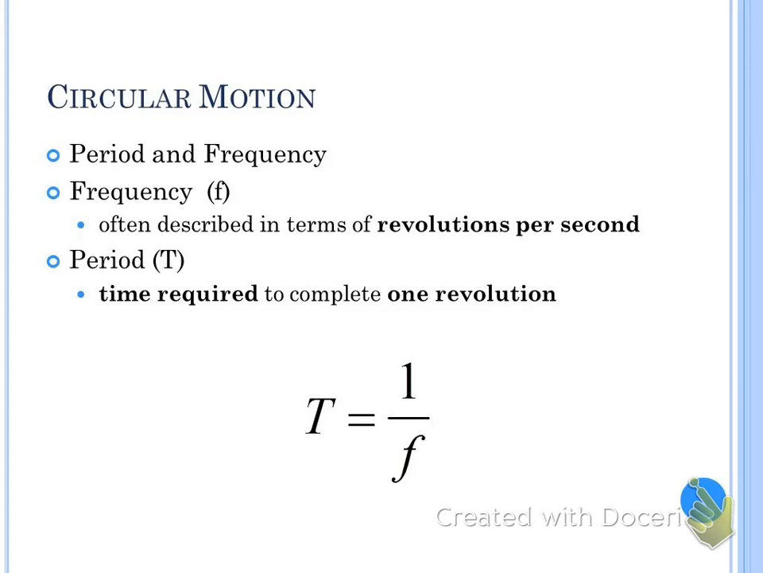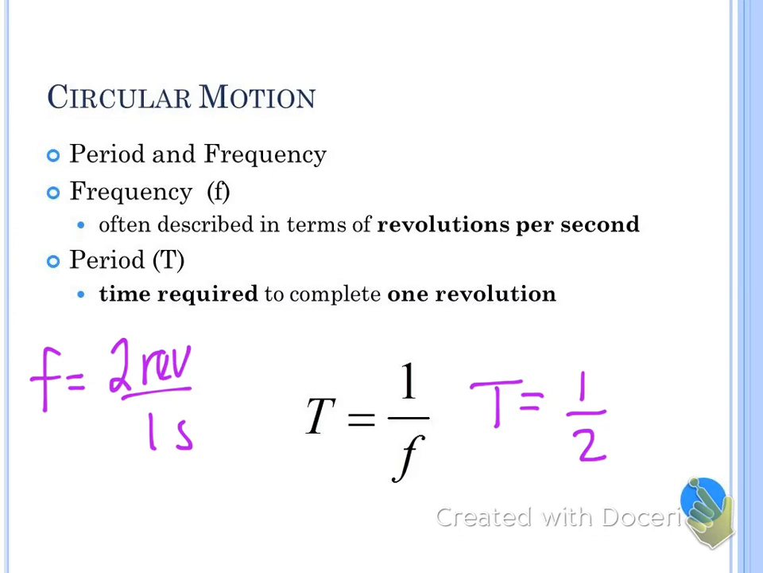So let's just think about the big picture here. If I can complete 2 revolutions in 1 second, how long does it take for me to complete 1 revolution? A half of a second. So here, it's the same thing. If my frequency equals 2 revolutions per 1 second, and period is the reciprocal of that, I'm going to be able to say that my T is equal to 1/2. 1 second per 2 revolutions.